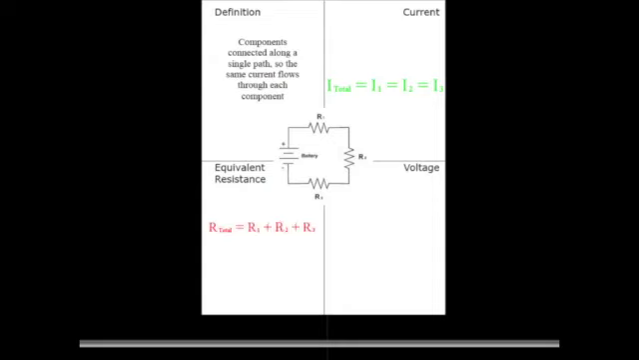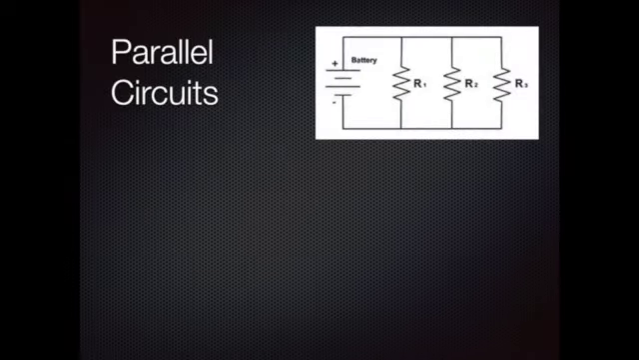The equivalent resistance in a series circuit is simply found by adding up the resistance of each individual resistor to give the total or equivalent resistance. In a series circuit, voltage can be calculated using Ohm's law, which is V equals IR. Or you can use the relationship that states that the total voltage is equal to the sum of the voltages across each individual component.